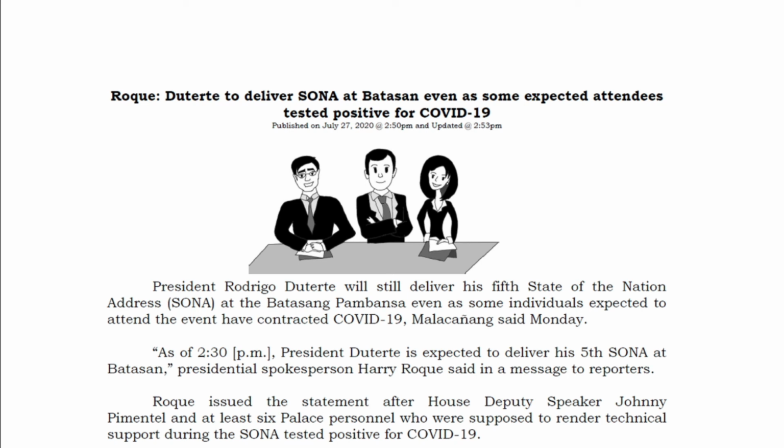As of 2:30 p.m., President Duterte is expected to deliver his 5th SONA at Batasan, Presidential spokesperson Harry Roque said in a message to reporters. Roque issued a statement after House Deputy Speaker Johnny Pimentel and at least 6 palace personnel who were supposed to render technical support during the SONA tested positive for COVID-19.